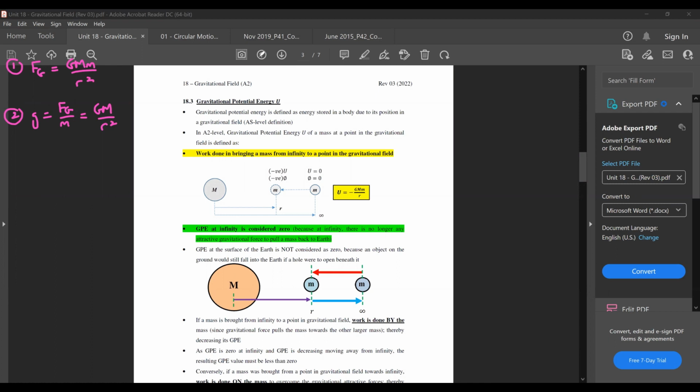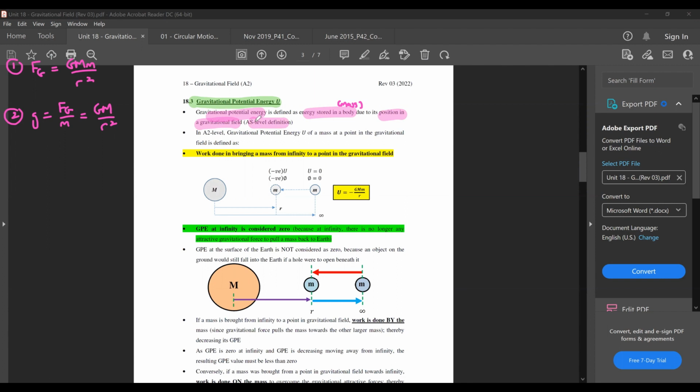Now, when you talk about energy possessed by a mass inside a gravitational field, you know that energy as gravitational potential energy. In this chapter, it is normally given the symbol U. In AS, we normally define gravitational potential energy as the energy stored in a body due to its position inside a gravitational field, or rather the energy stored inside a mass due to its position inside a gravitational field. So this one was correct at AS level.